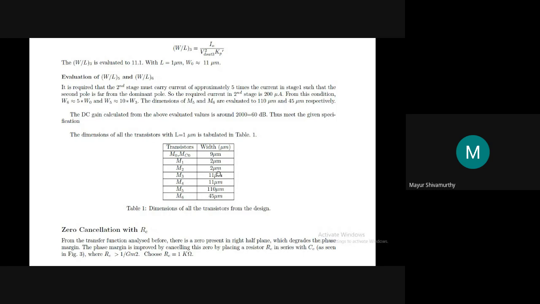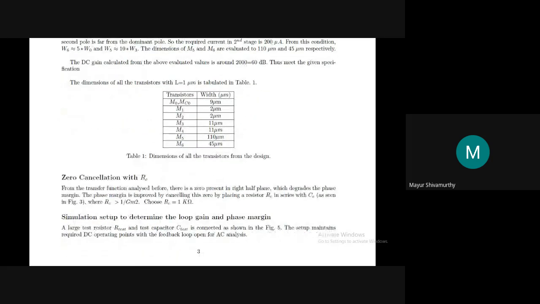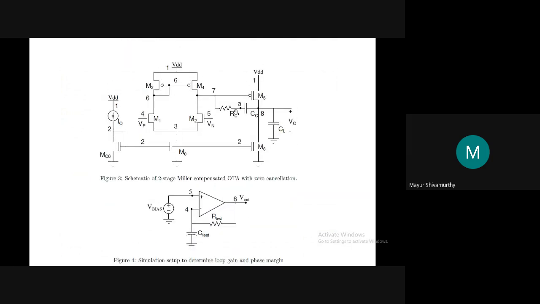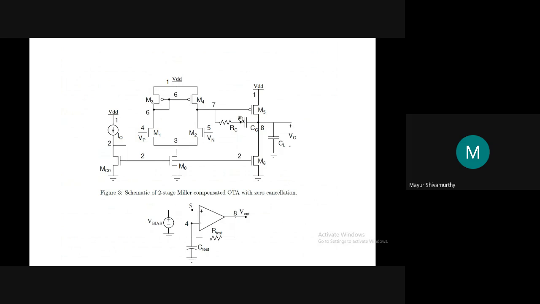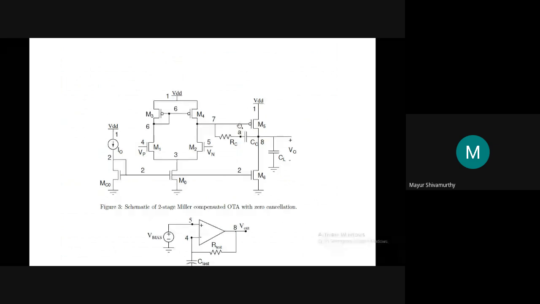Fine. Now there is a problem here. As you know, the Miller capacitor CC introduces a right-hand side zero. In order to cancel that zero, we must have this type of setup where this RC will eliminate that zero. That is possible by introducing a resistor, choosing the value of RC to be almost or greater than or equal to 1 by gm2. So I'll choose my RC to be 1 kilo ohm.